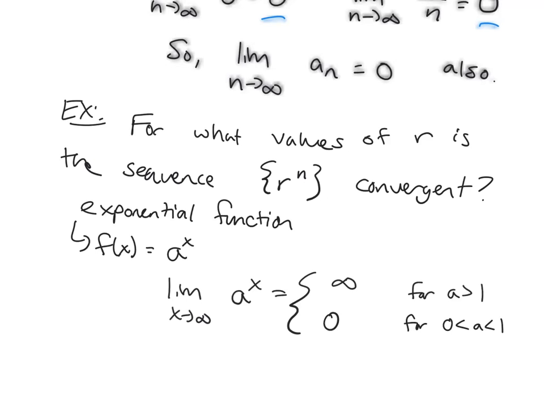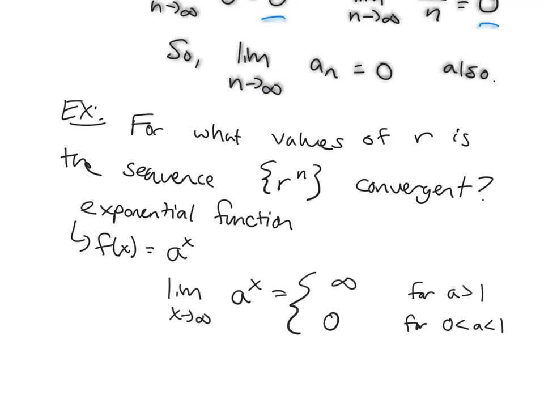Pick a number between 0 and 1, like a half. What happens when you raise 1/2 to powers? 1/2 squared is 1/4, 1/2 cubed is 1/8. The numbers are getting smaller, right? So that's why you're getting 0 for this limit. So we know what happens. Remember, A is essentially replacing R, just so we could recognize it's an exponential function.